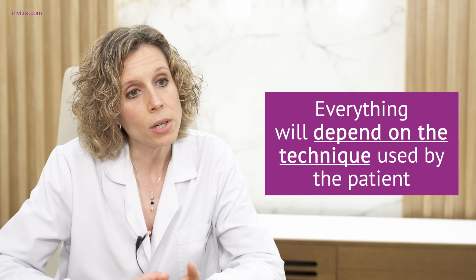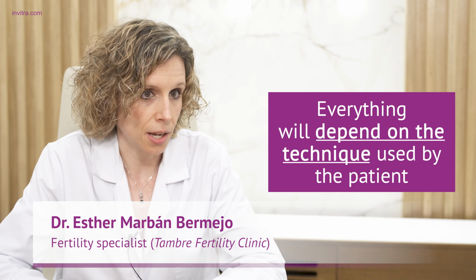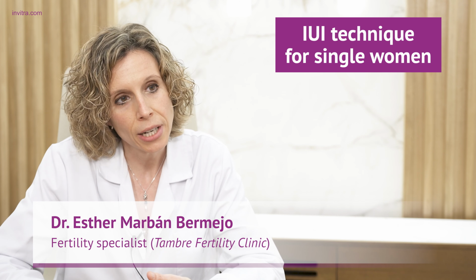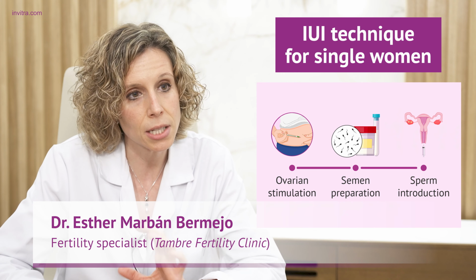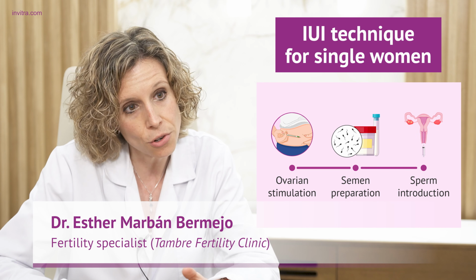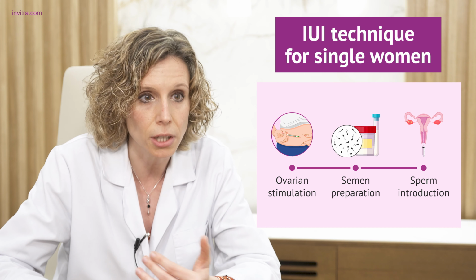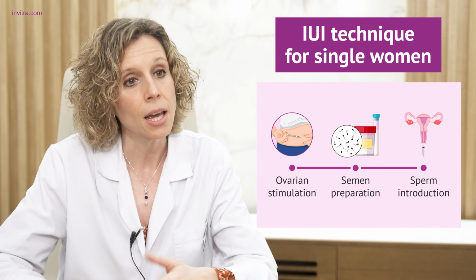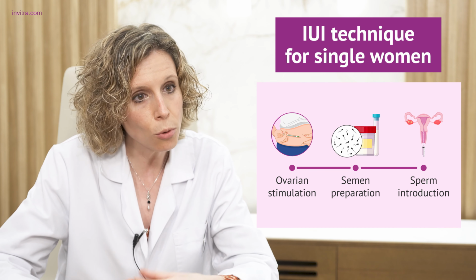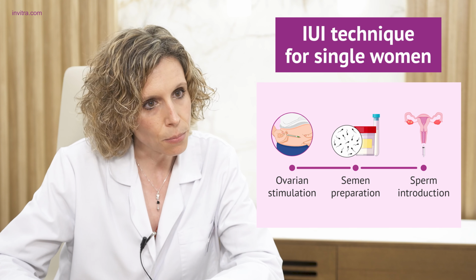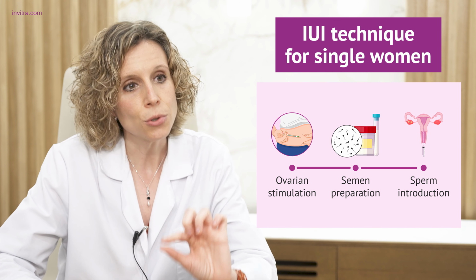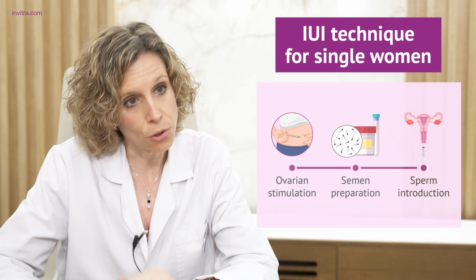Of course, everything will depend on the technique the patient is using. So if we are talking about intrauterine insemination, we just need to give a small amount of medication, normally to make one follicle or even two follicles grow in the patient's ovaries. Then when the follicles are ready to ovulate, we prepare the sperm sample at the laboratory to introduce a small amount of that sample in the uterus.